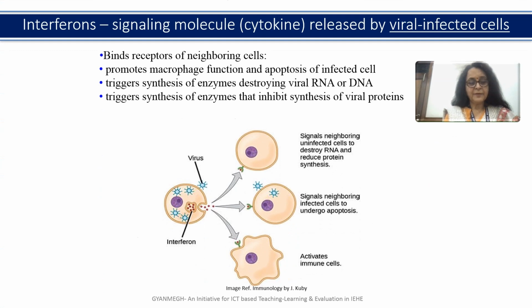These are interferons, which are signaling molecules. Basically, they are cytokines released by the virally infected cell. Here you can see in the diagram, the virus has infected the cell and thus interferons are formed and released outside. Here they will signal neighboring uninfected cells to destroy RNA and reduce protein synthesis. It will cause infected cells to undergo apoptosis and the immune system gets activated.